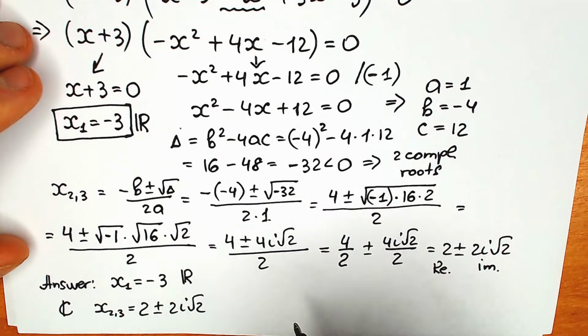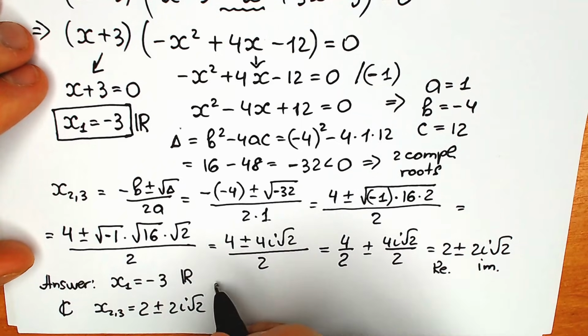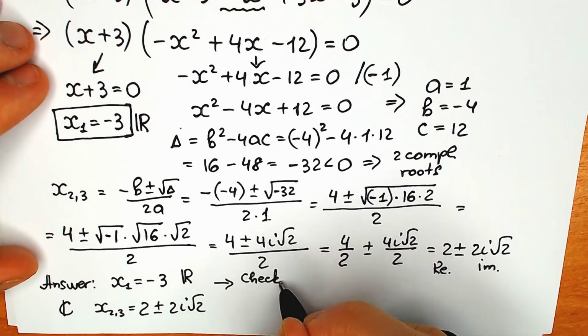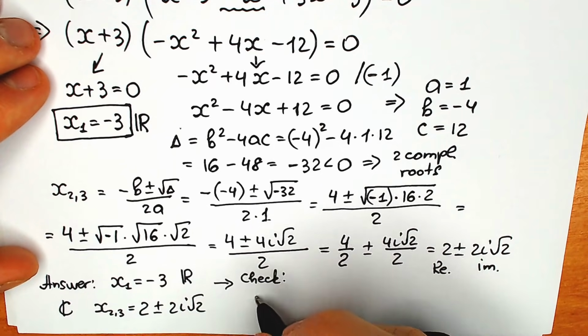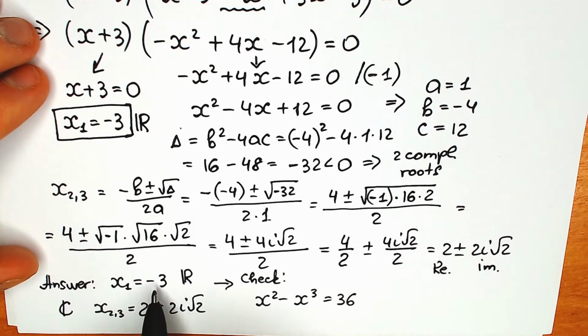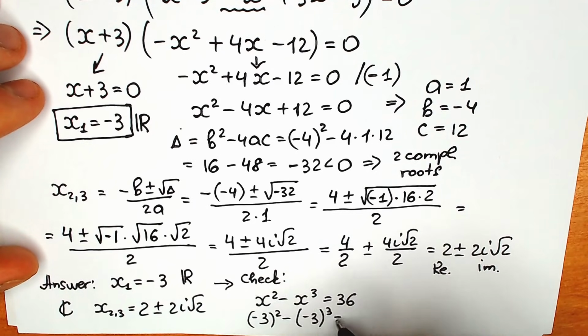And according to the fundamental theorem of algebra, let's check, for example, our real number root right here. So let's do a quick check, a quick proof. We have x squared minus x cubed equal to 36. So let's plug in this x first equal to minus 3. So we have minus 3 squared minus 3 cubed equal to 36.